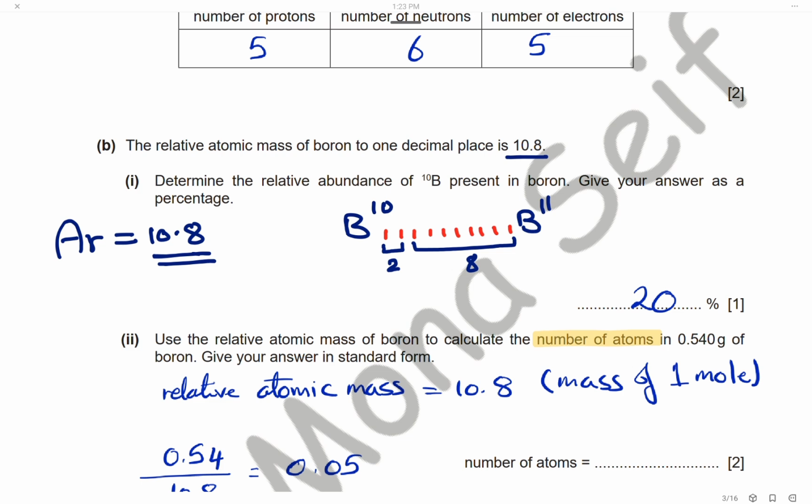What is the percentage of boron 11? We will imagine the distance between boron 10 and boron 11 as 10 parts. 8 parts for boron 11 and only 2 parts for boron 10, because the relative atomic mass is much closer to boron 11. That means we have 80% of boron 11 and only 20% of boron 10. So the question here asks about the relative abundance of boron 10 in the sample, so it will be 20%.